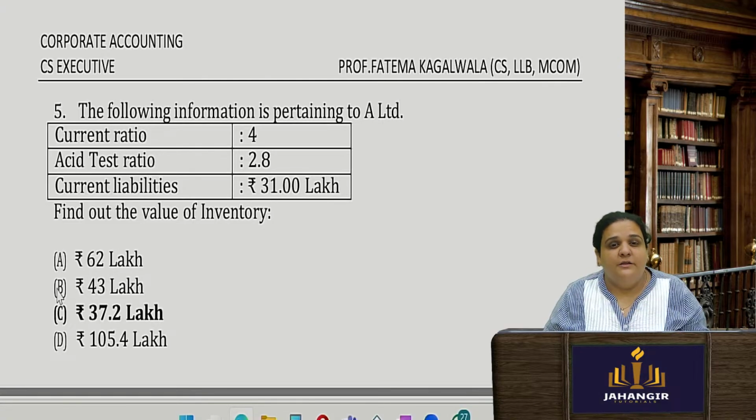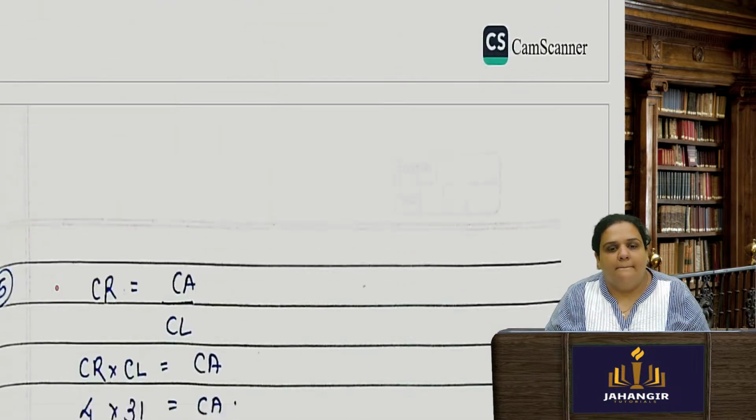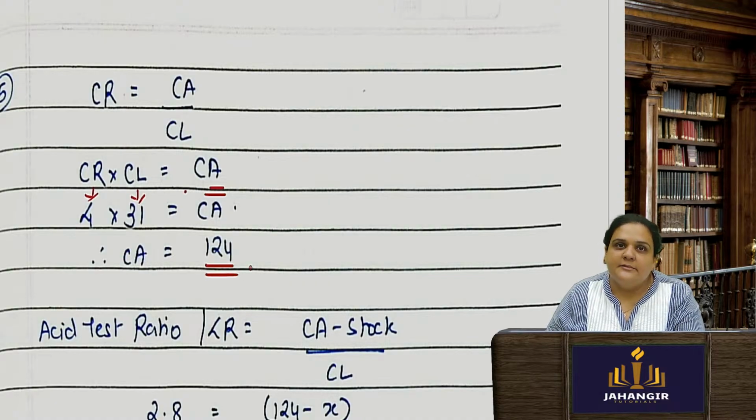Next, from the following information pertaining to A, current ratio, acid test ratio, current liabilities 31 lakh. Find out the value of inventory stock. Okay. So current ratio is nothing but current assets upon current liabilities. So current ratio into current liabilities is current assets. Current liabilities they have given me, current ratio also they have given me. Therefore current assets is 124 lakhs.